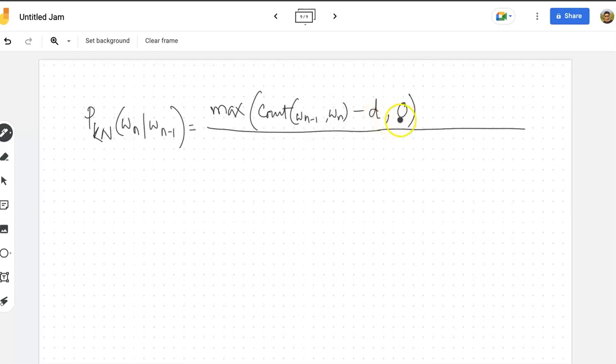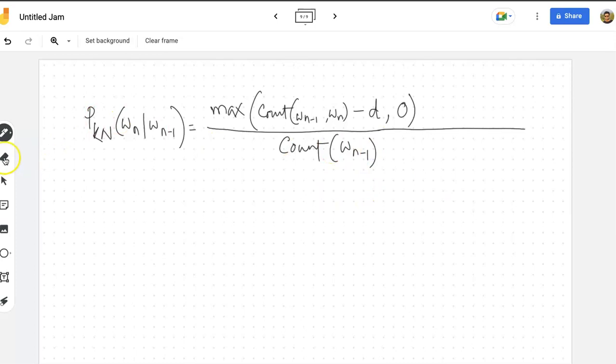0 is here, just to say that this numerator should not go below 0. So this is just to say for this sake only. And the denominator is count of W minus 1.